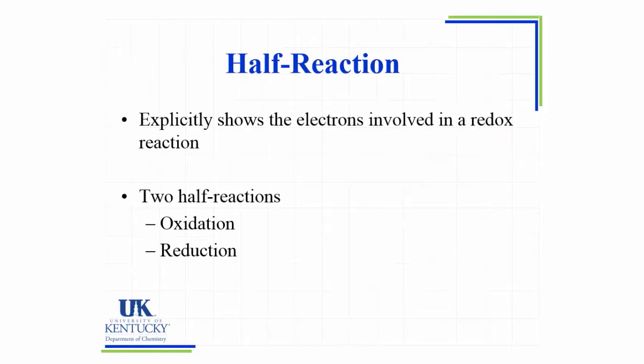So when we're looking at redox reactions, we have to be able to show the two half reactions. Each half reaction explicitly shows the electrons involved in the overall reaction. When we get to the overall reaction, the number of electrons on the left should be equal to the number on the right, so the electrons don't appear in the overall reaction. And every time we look at a redox reaction, we have to have one oxidation and one reduction.